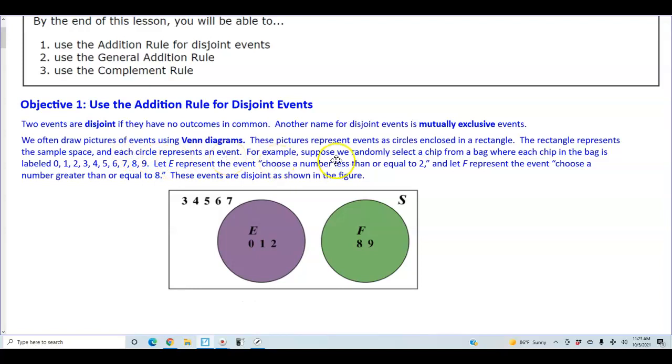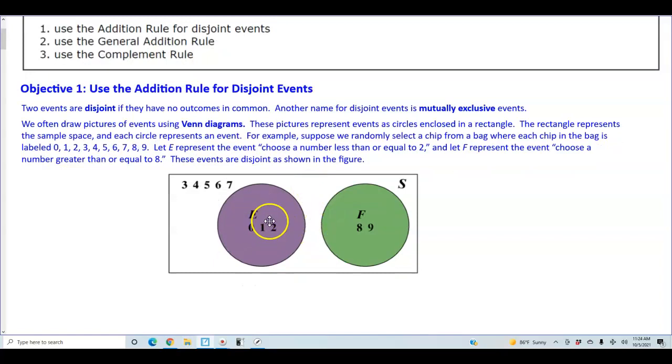So, for example, suppose we randomly select a chip from a bag where each chip in the bag is labeled 0 all the way to 9. We're going to let E represent the event, choose a number less than or equal to 2. And we're going to let F represent the event, choose a number greater than or equal to 8. And these events are disjoint, as shown in the figure.